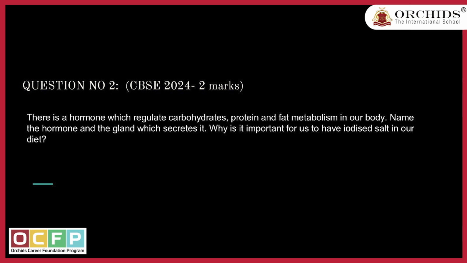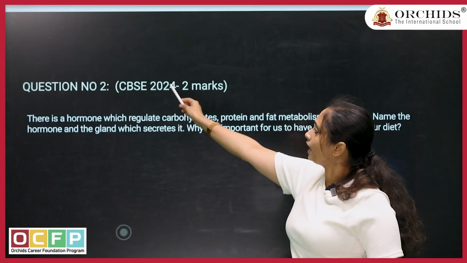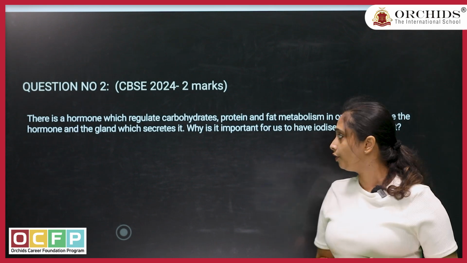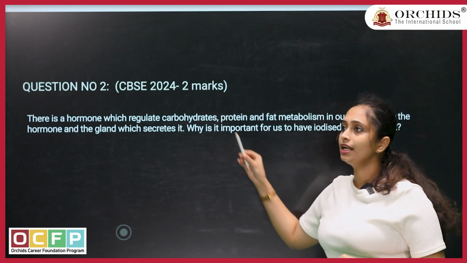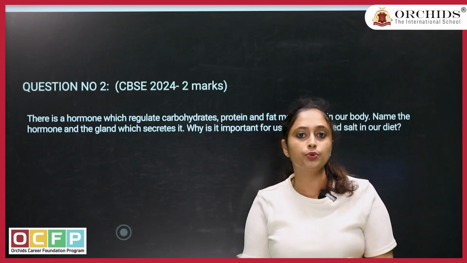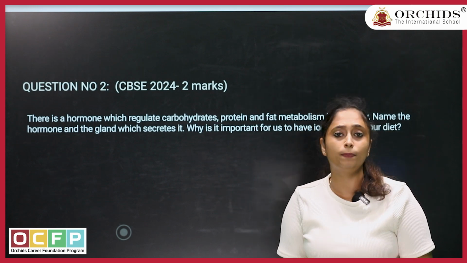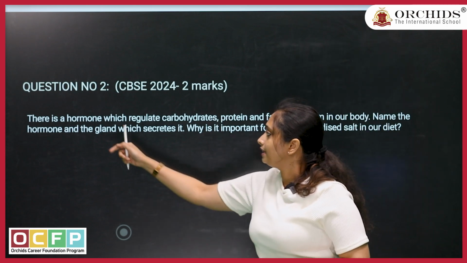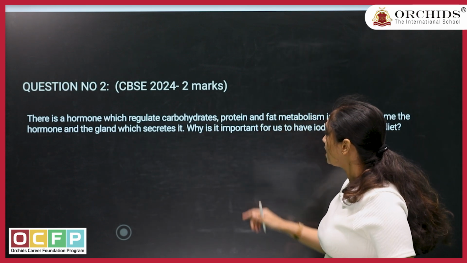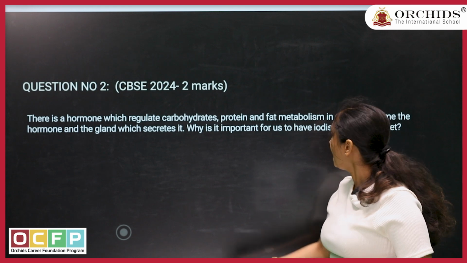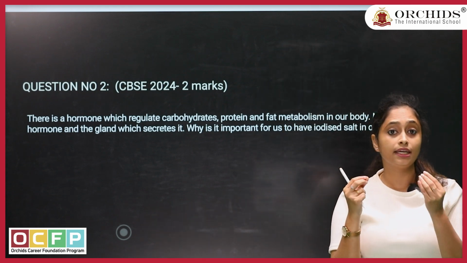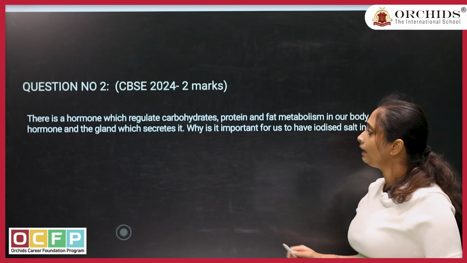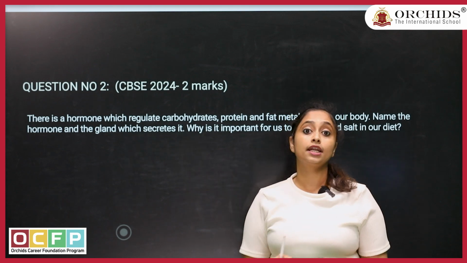The second question is question number 2, and it was asked in 2024 for 2 marks, and you will see a similar question in the 2023 paper also and the 2022 paper also. Now the question is: there is a hormone which regulates carbohydrate, protein and fat metabolism in our body. Name the hormone and the gland which secretes it.